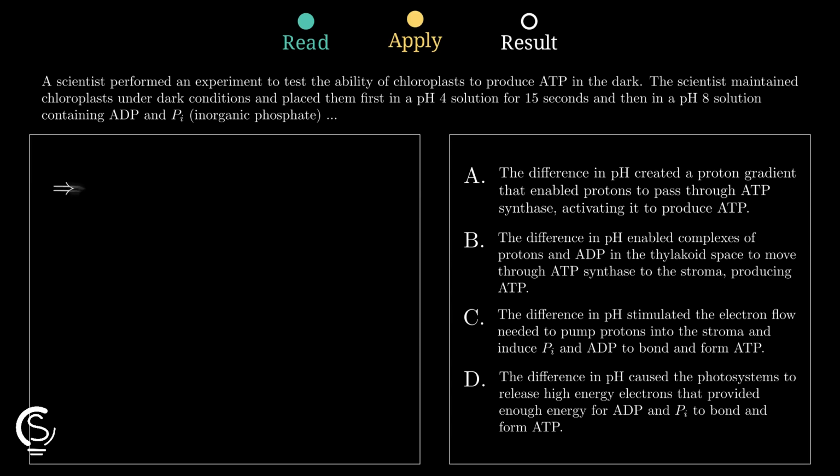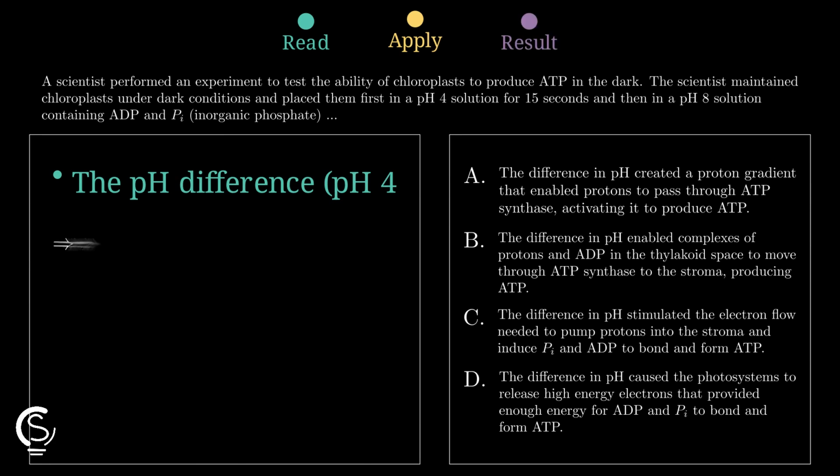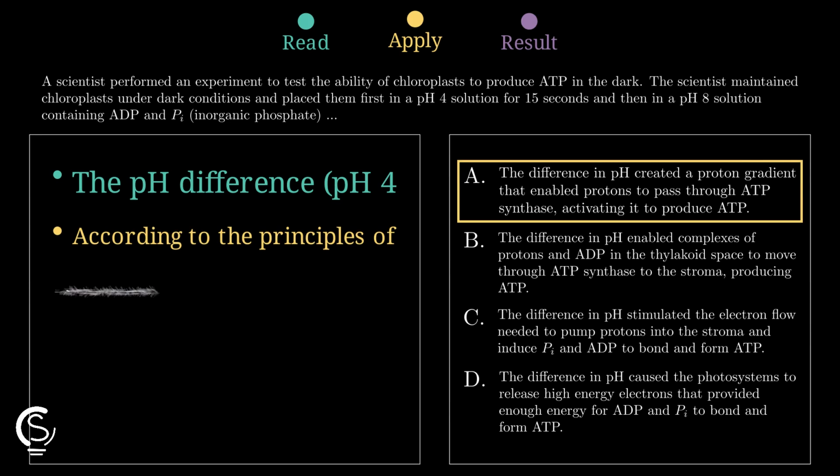That pH gap is a proton gradient, and gradients naturally drive protons from high concentration to low concentration, so they flow through ATP synthase from the thylakoid space into the stroma. As those protons move through ATP synthase, the enzyme uses that proton motive force to power ATP formation from ADP and inorganic phosphate, even without light.